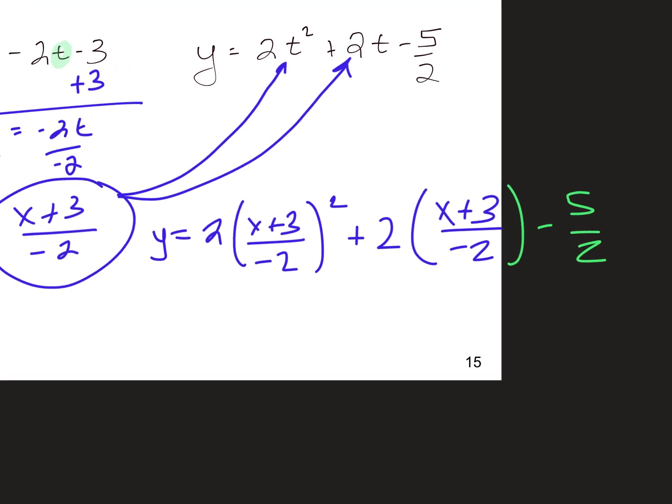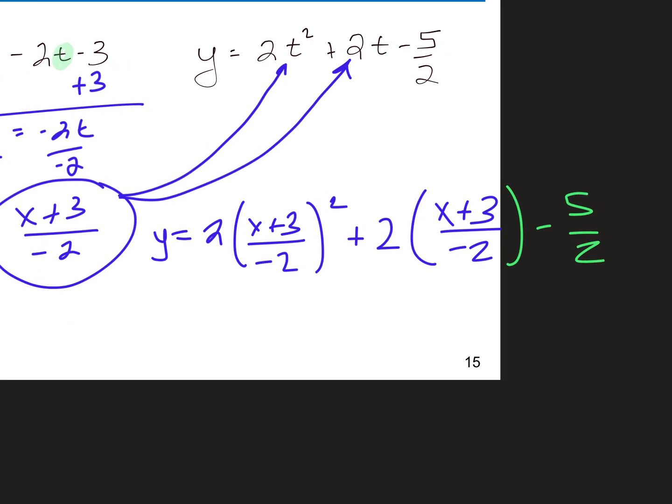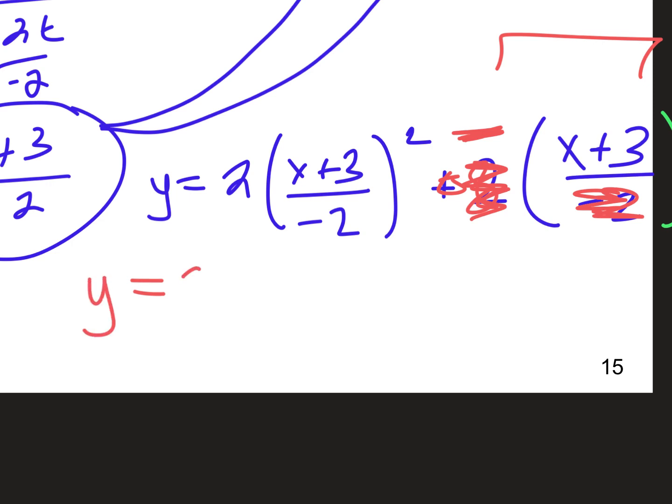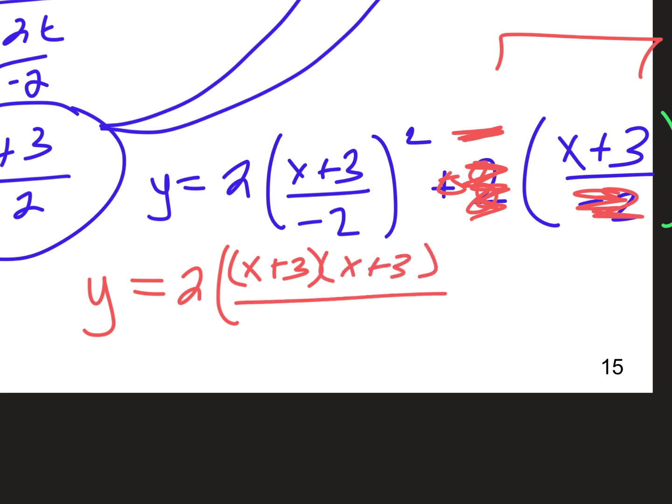Can we do any simplifying just the way this is written right now? What can I cross out? The 2's. In which term? The first or the second? Not in both. Can't do both yet. The second one. I can simplify here, this 2 and this 1. But what do I have to do with the sign? This has to be a negative, since there was a minus on the bottom. How come I can't just go ahead and cross out the 2's in the first term? Because it's squared. I have to square first. So I have y equals 2 times, I'm going to write this out, x plus 3 times x plus 3. And then what does my bottom become? 4.